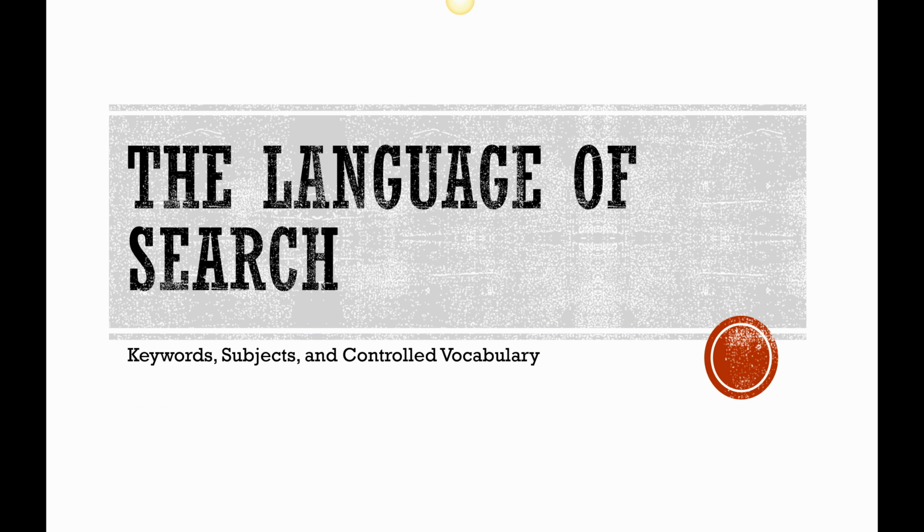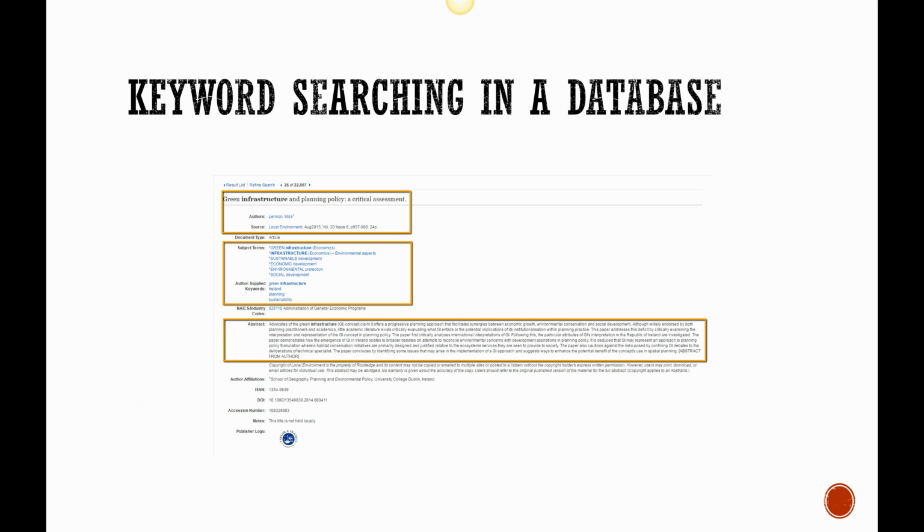Now that you understand what we mean by a database, let's talk about effective ways of searching them. The screenshot you see here is of an article record in a database. In the top orange box, we can see the title, author, and source of the article. In the middle orange box are the subject terms that have been assigned to the article to indicate what it's about, as well as some author-selected keywords. In the bottom orange box is the abstract of the article, which serves as a short summary.